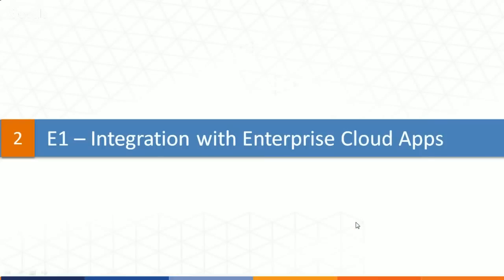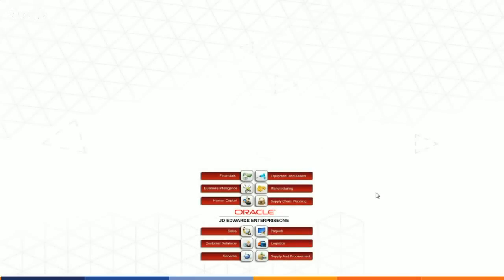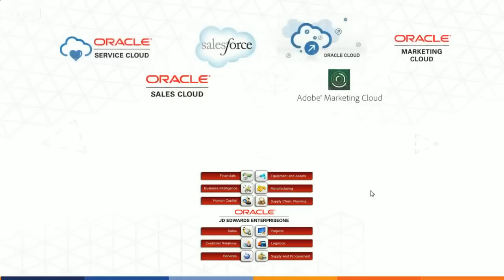Okay, now we're going to take a look at how E1 integrates with an enterprise cloud app using Business Service Server. We're going to take a very high-level look at this, and if somebody's interested, we'll take a deeper dive offline. So you've got your E1 server here, and then you've got different enterprise cloud apps ranging from Adobe Marketing Cloud to Salesforce to Oracle Service Cloud, Oracle Marketing Cloud, Oracle HCM Cloud, and so many others that keep popping up.